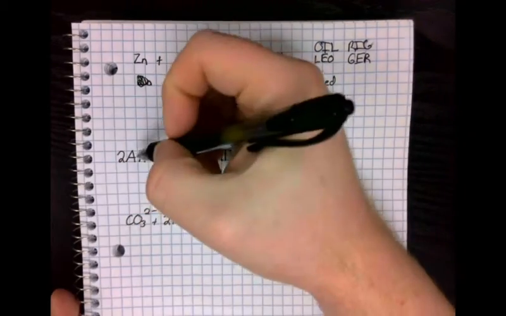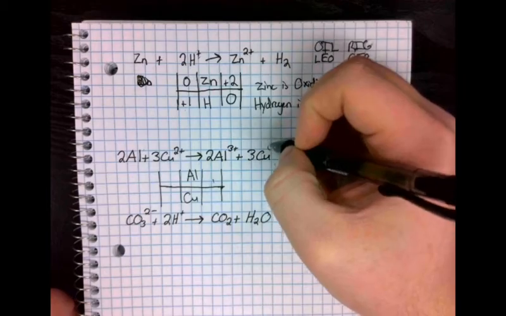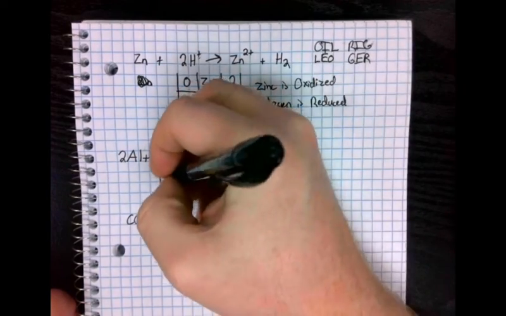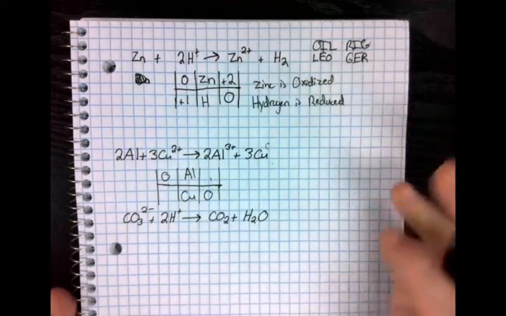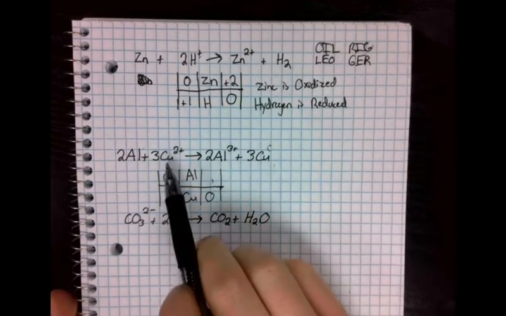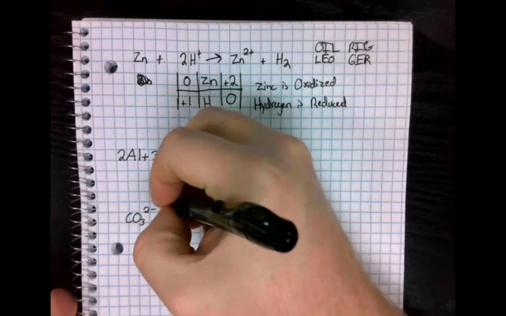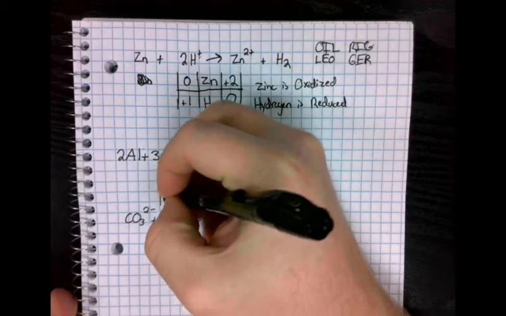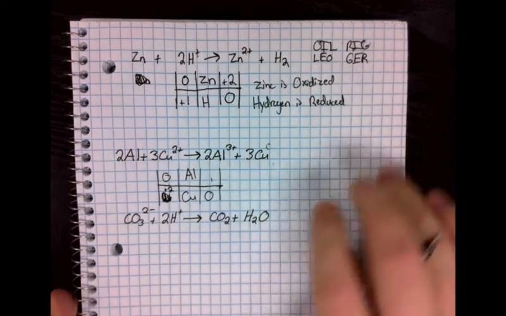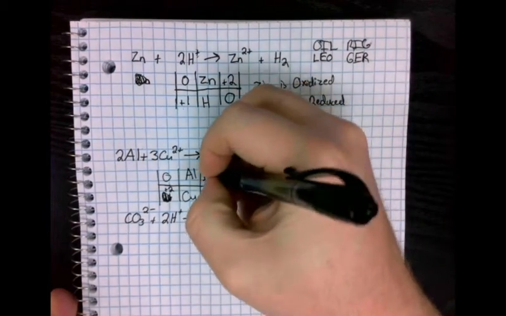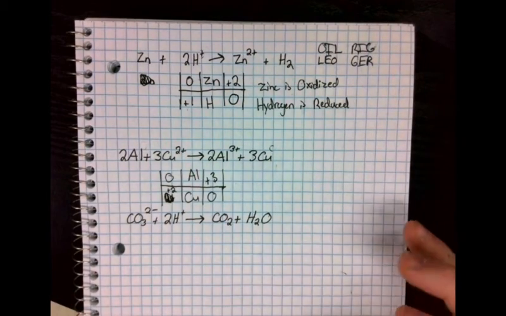First thing, we have no charge with the aluminum, no charge with the copper, which means our aluminum must be 0 and our copper must be 0 on their respective sides. Then our copper has a 2+ charge, which is a +2, sorry, to write it the correct way. Our aluminum has a 3+, which is a +3, so that one was pretty straightforward.